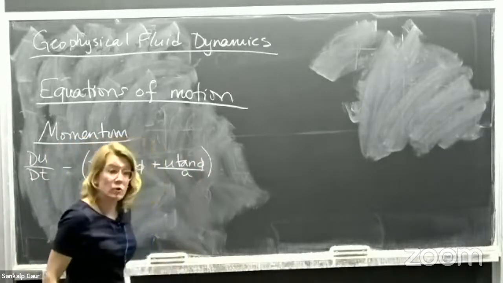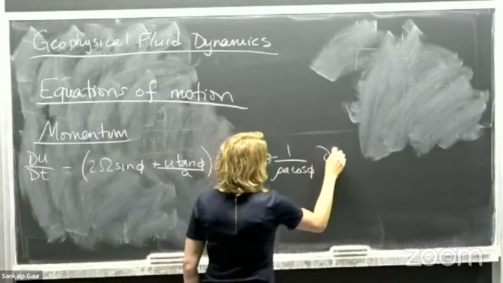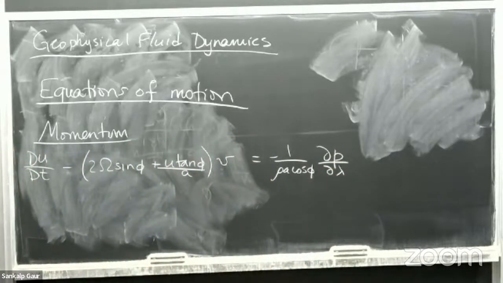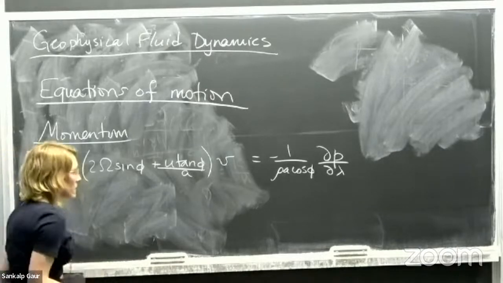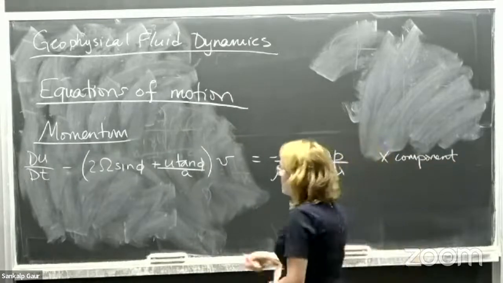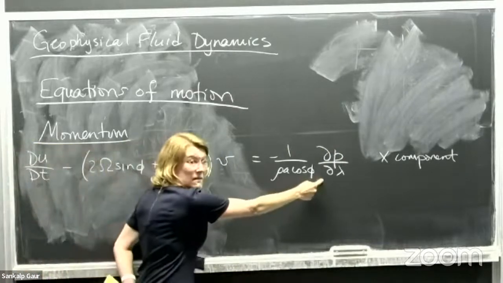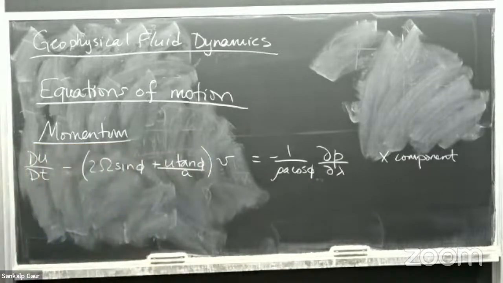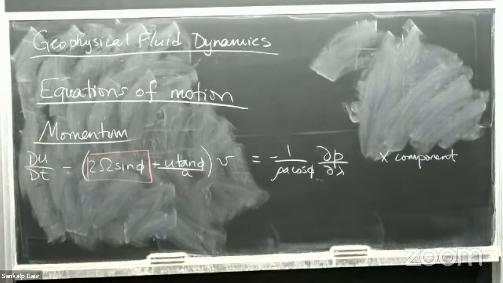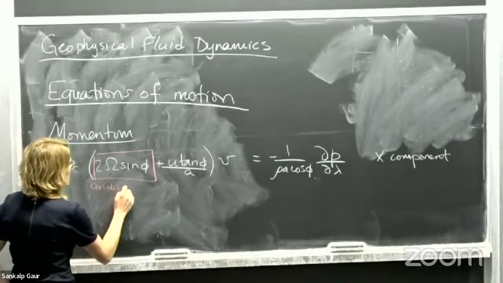And I'm going to remark on the terms that have been added and why they've appeared, because some are familiar and some are new. Some come about because of rotation, but some have always been there. Okay, so this is the east-west component. We'll just think of it as the x component. And the things that, of course, we've seen before are the material derivative, the pressure gradient force, here written in spherical coordinates. And then we've got something that depends on Earth's rotation vector, the magnitude of that, omega. This is the Coriolis acceleration.